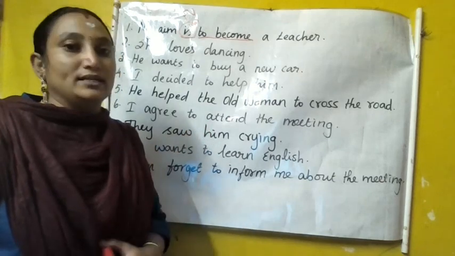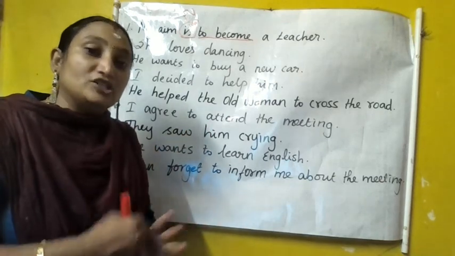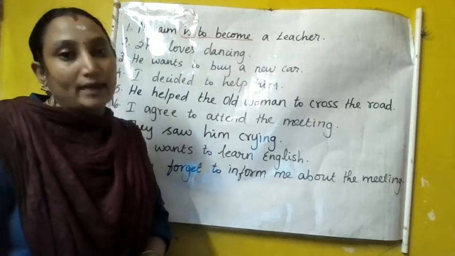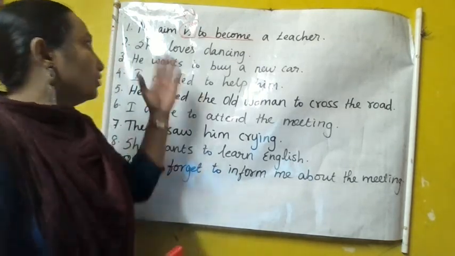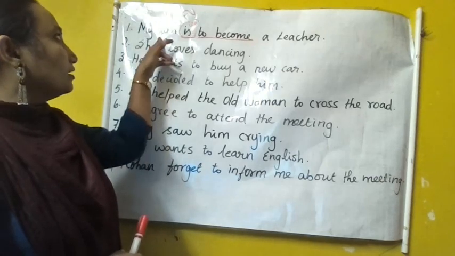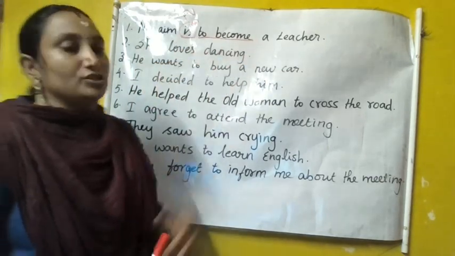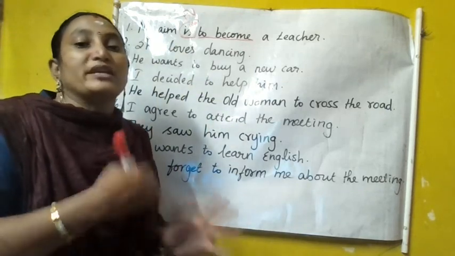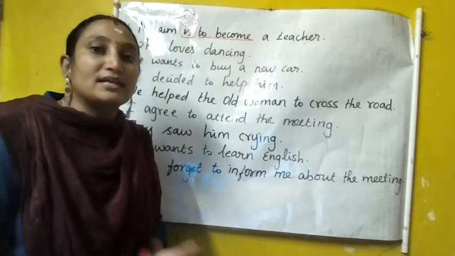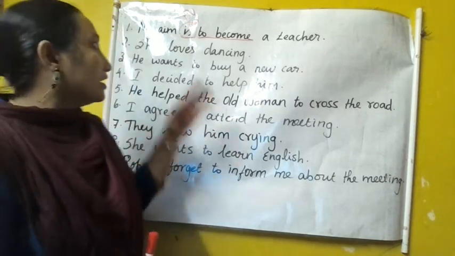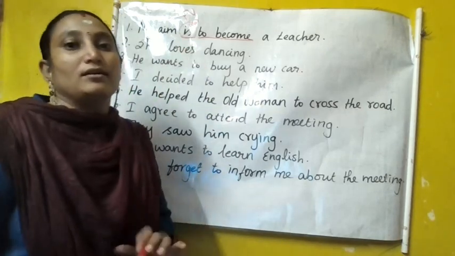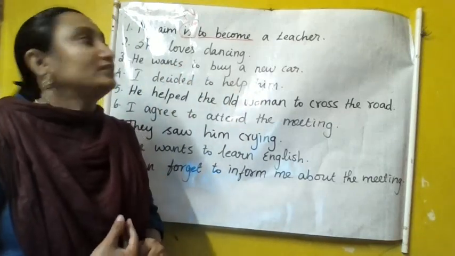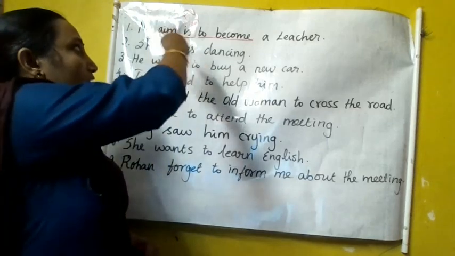And the third one is whether it undergoes any changes according to the time or tense. For example, my aim is to become a teacher is the first sentence, isn't it? If you are asked to change this sentence into past tense, how do we write? My aim was, isn't it? Is will become was to become a teacher. Okay, is എന്നുള്ളത് was ആയിട്ട് മാറും.